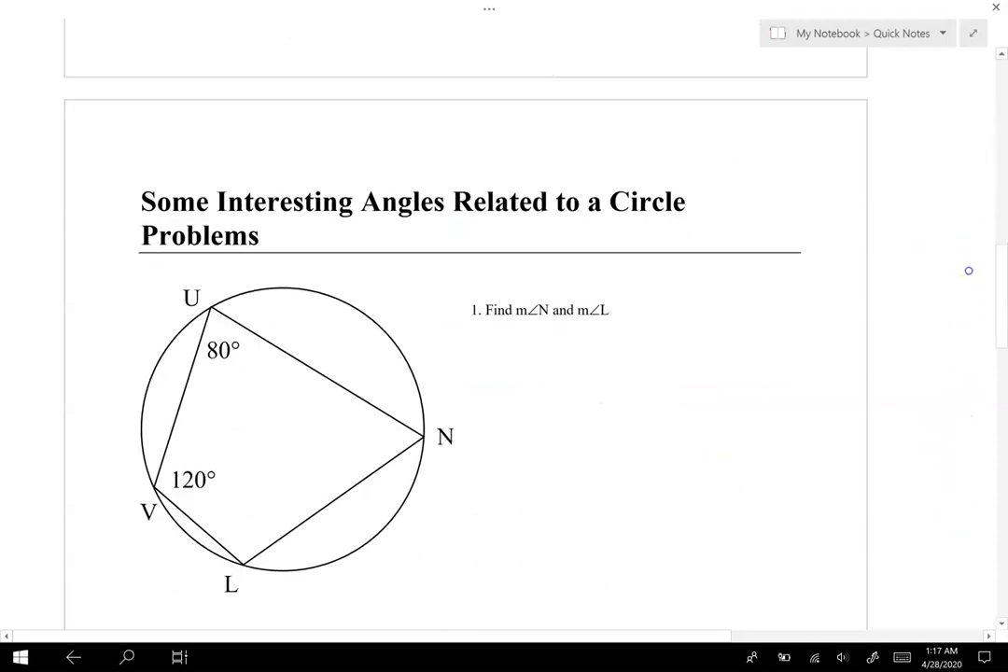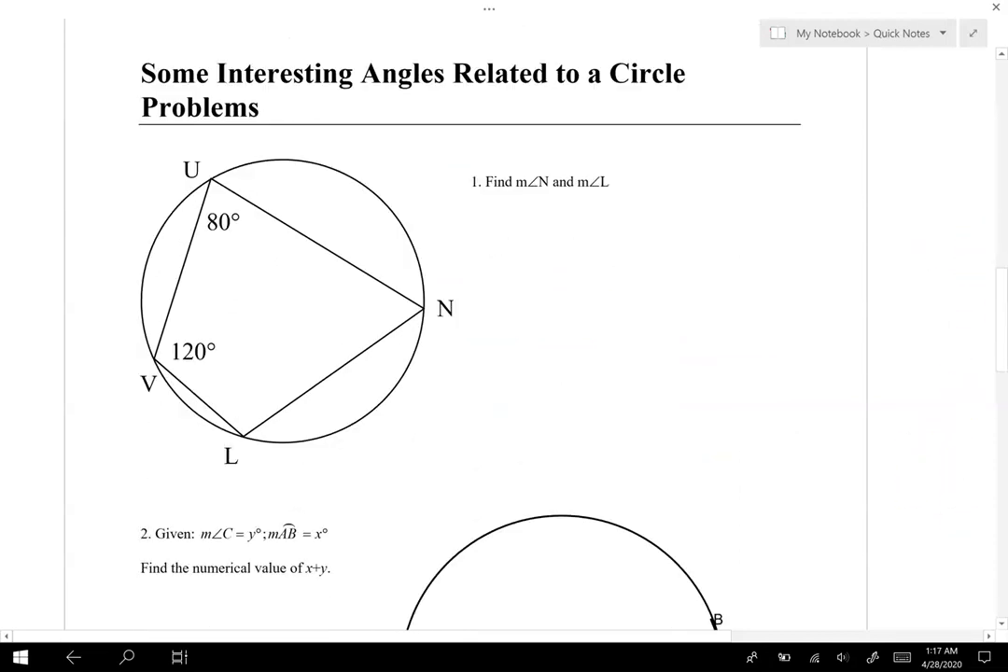So here we go. Some interesting angles related to circle problems. Find angle N and angle L. If you want to pause, feel free to pause and try it out and then see what happens. I'm going to look at this a couple different ways.